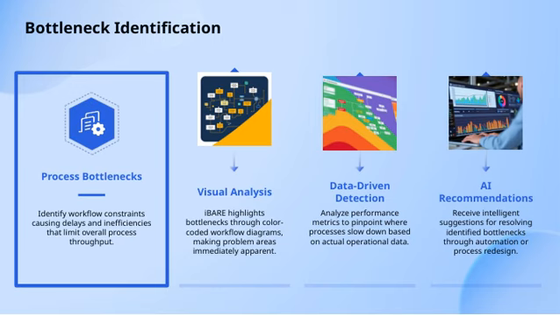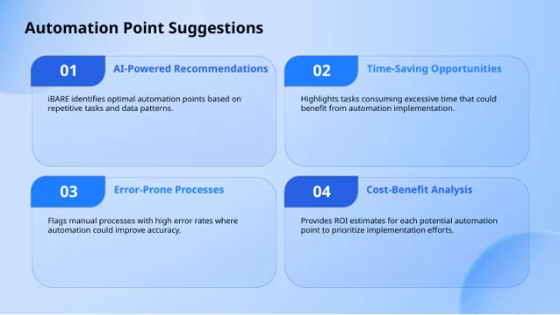Finally, once we've identified these bottlenecks, AI provides us with valuable recommendations. These can include automation solutions or process redesign ideas to resolve the issues effectively. Overall, this systematic approach to identifying and addressing bottlenecks aligns with our goal of creating more streamlined and efficient workflows. Let's take a closer look at some automation point suggestions that can really make a difference.